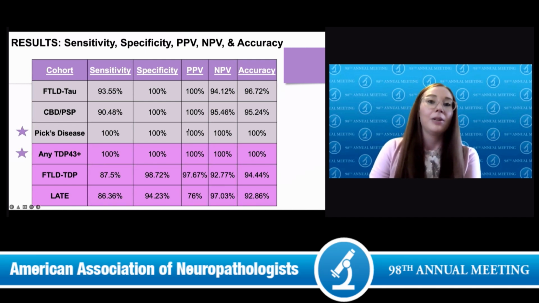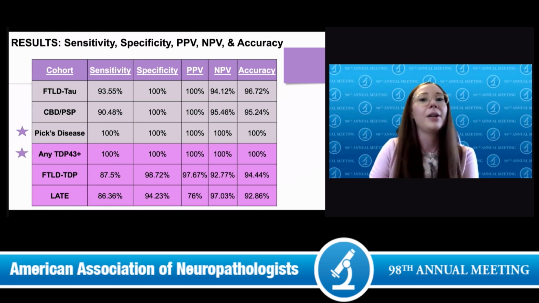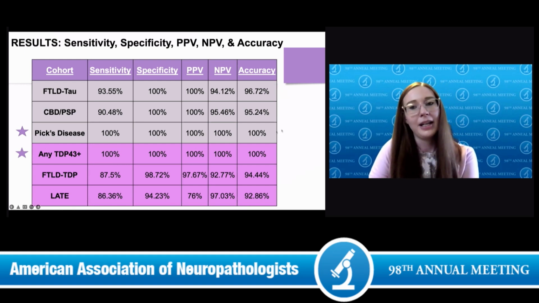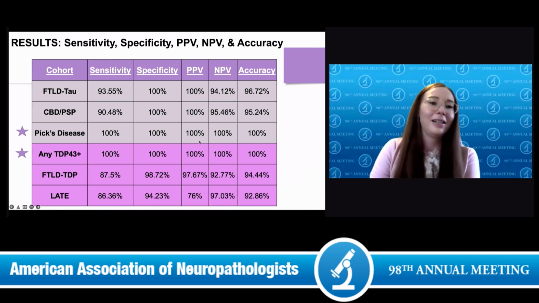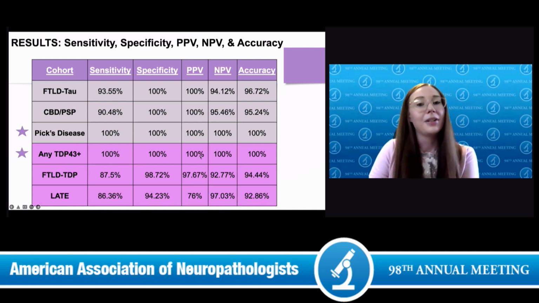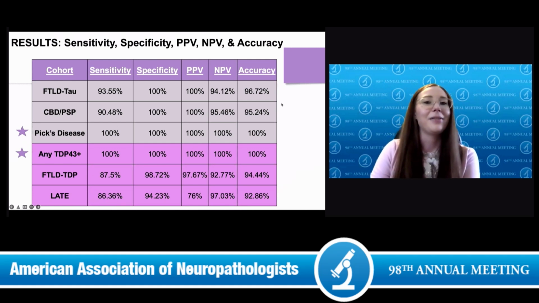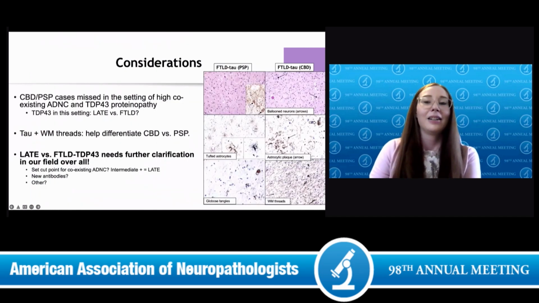And what we have here is showing that this condensed protocol appears to work quite well, actually, specifically for Pick's disease, which is a very classic, unique-looking entity. But in addition, when we assessed presence or absence of pathologic TDP-43, that was also excellent. As expected, it wasn't as great for differentiating FTLD-TDP versus LATE. So just some things to consider.